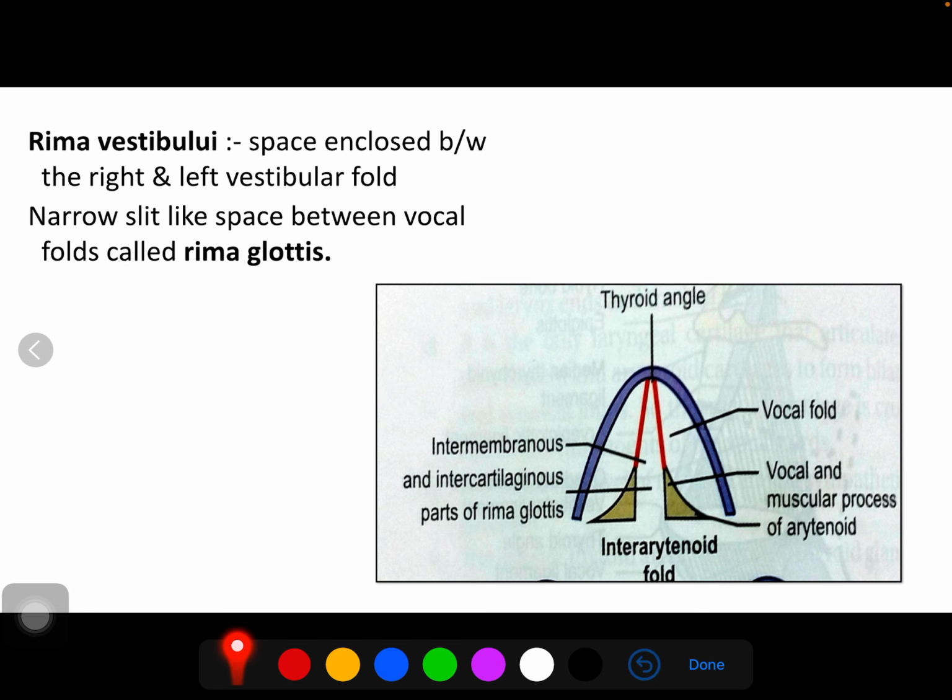Then the parts of rima glottidis. It has two parts. Between the vocal folds, this space is called the intermembranous part. Then between the vocal process and medial surface of the arytenoid cartilage, this part is called the intercartilaginous part. The intermembranous part contributes the anterior 3/5 and the intercartilaginous part contributes the posterior 2/5. That's all about the interior of larynx. Thank you.